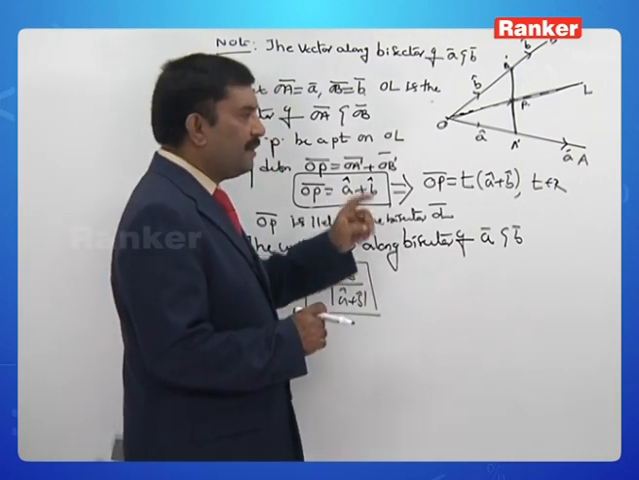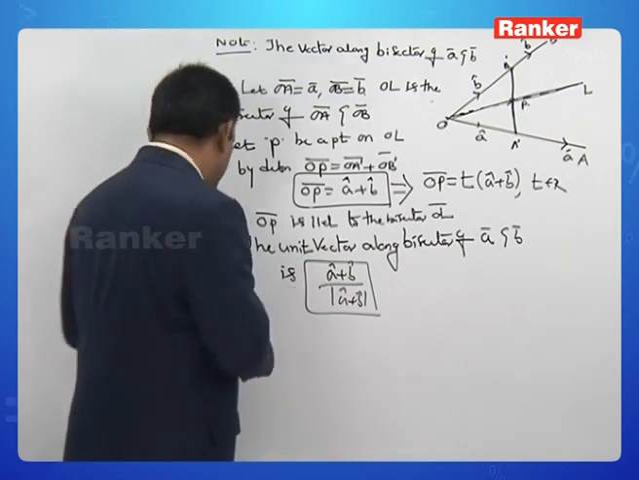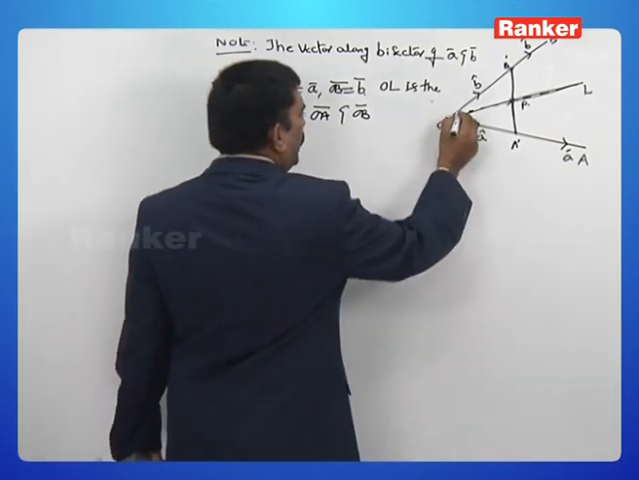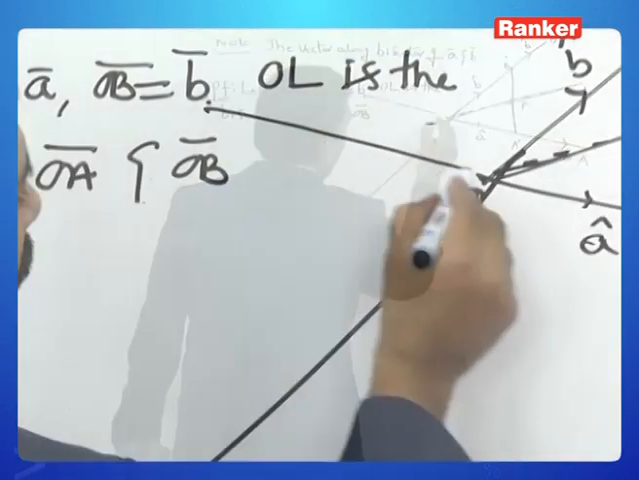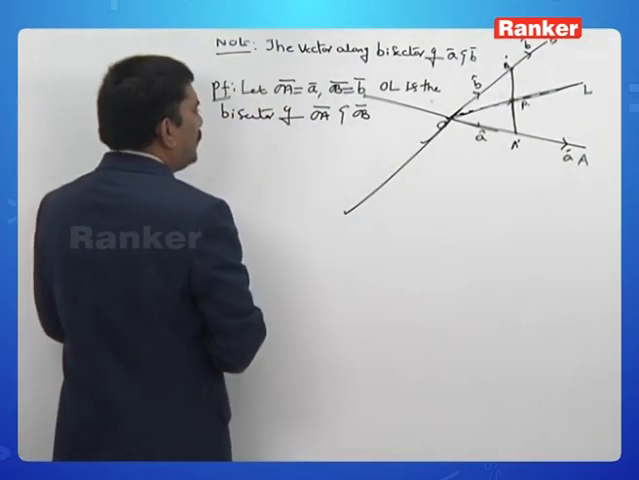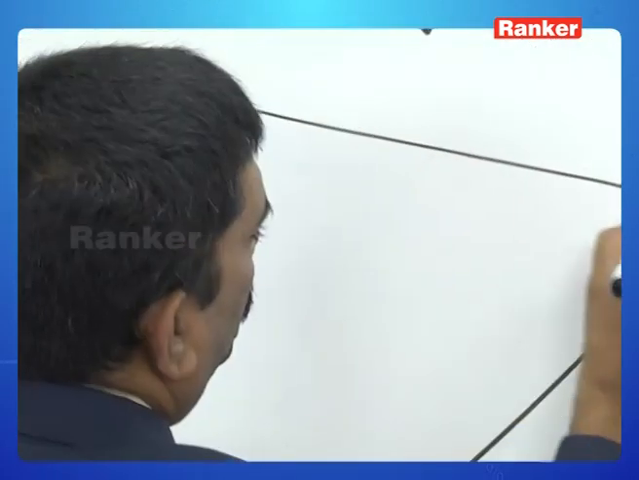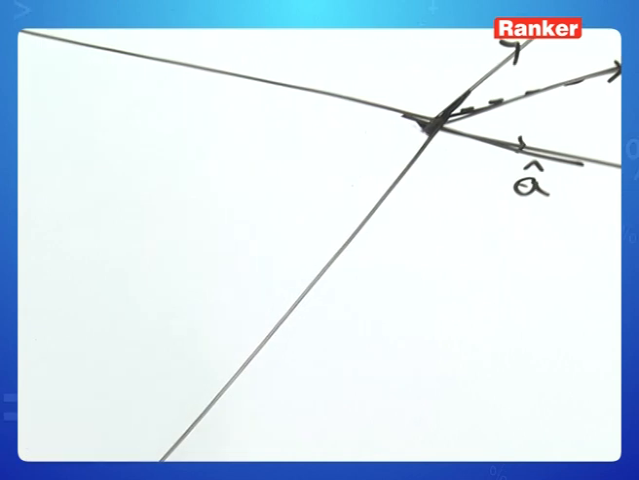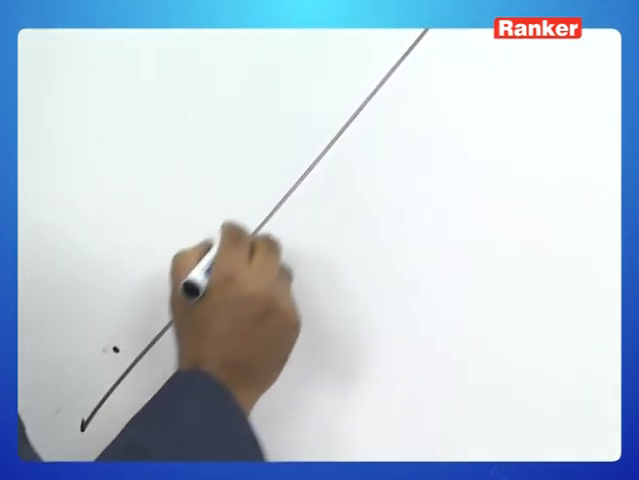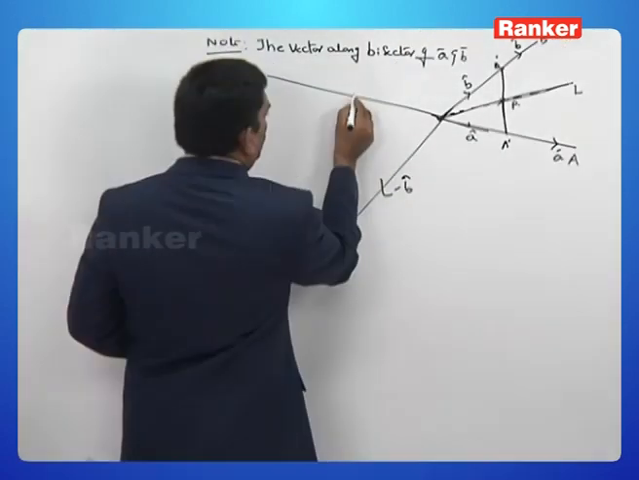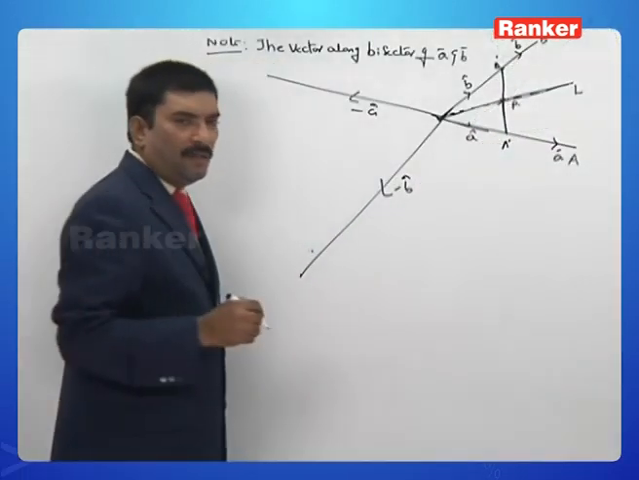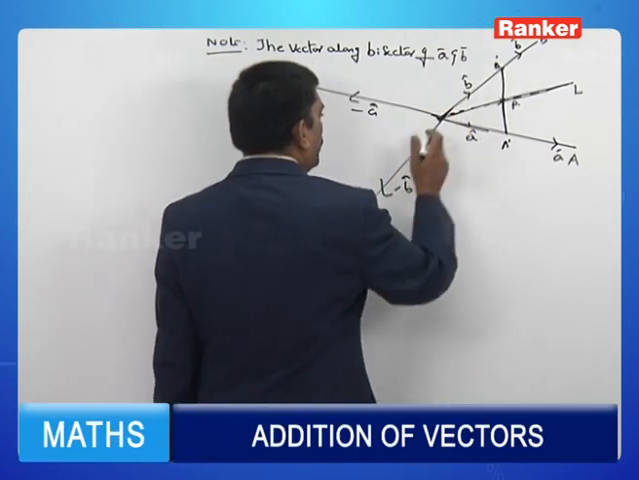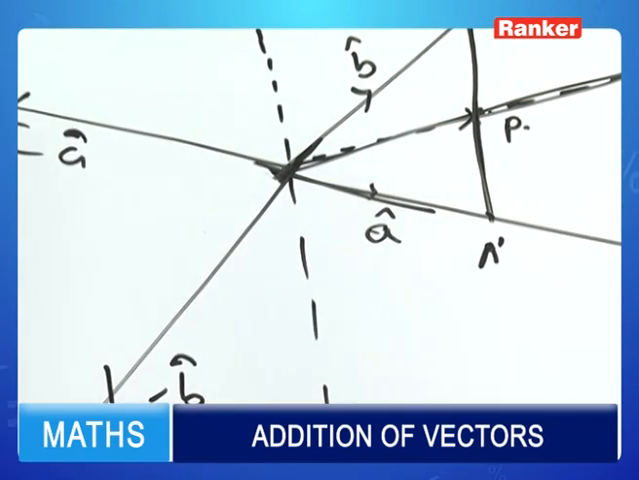This is a vector along internal bisector. What is along external bisector? Let us see. Now, if I take in the negative direction, if I go in a negative direction, this is, yes, minus B cap, right? This is minus A cap, right? I want to find out the bisector along A cap and minus B cap. This may be the external bisector.